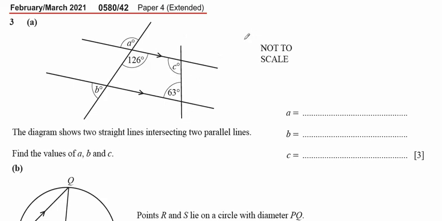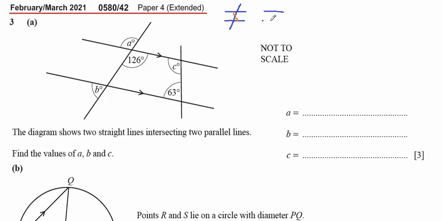We have multiple properties for parallel lines and a transversal. Mostly we use three properties. One property is that when we have two parallel lines and a transversal cutting them, this angle is always equal to this angle. These are alternate angles.